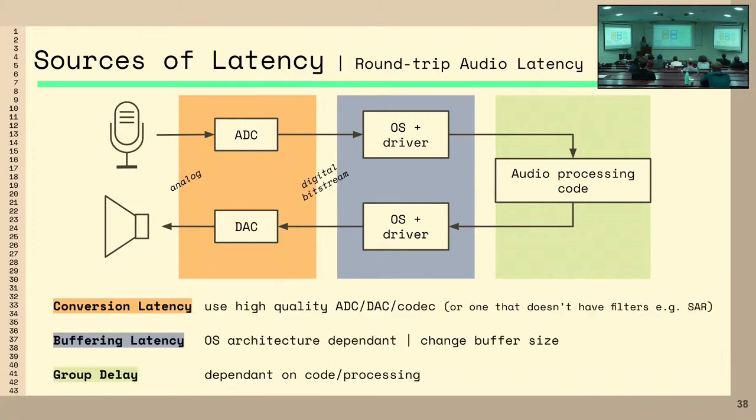What can you do to solve these bits? For the conversion latency, you can try to use a higher quality ADC or a codec, or one that doesn't use filtering, as we do on the analog inputs on Bela. For the buffering latency, it's up to how you really structure those buffers. It's up to the OS and the buffer size that you use. And for the group delay, it depends on your code. It really depends on what you're writing, what you're trying to achieve there.